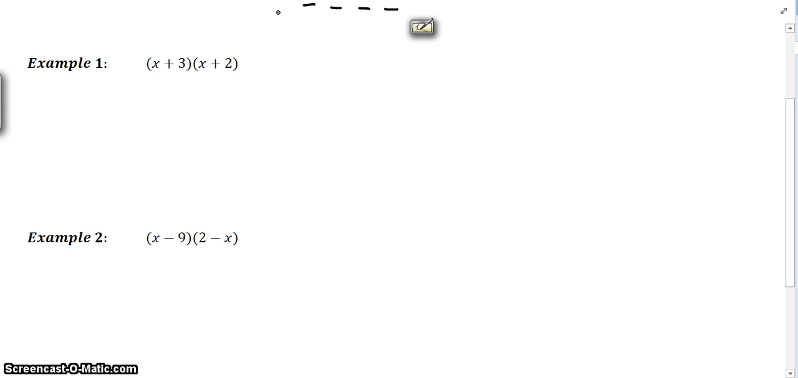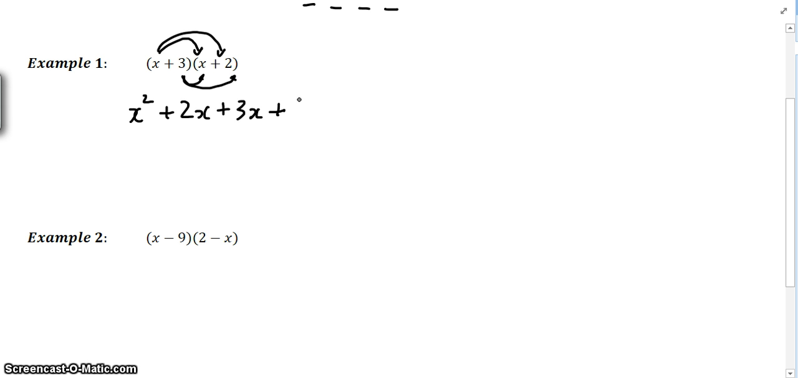So let's apply that to this question here. It's going to be expanding (x plus 3)(x plus 2). So let's deal with the first terms. x times x gives us x squared. x times 2, the outside terms, gives us 2x. Next we do the inside terms, so 3 times x equals 3x, and the last terms are 3 times 2, which is 6.